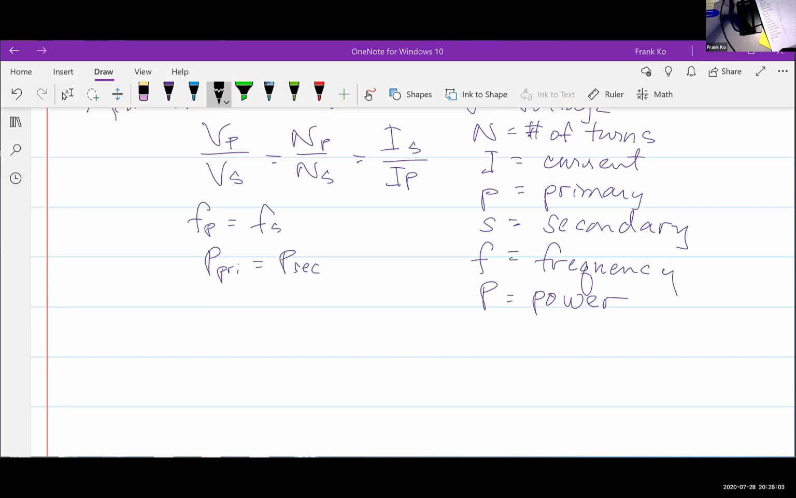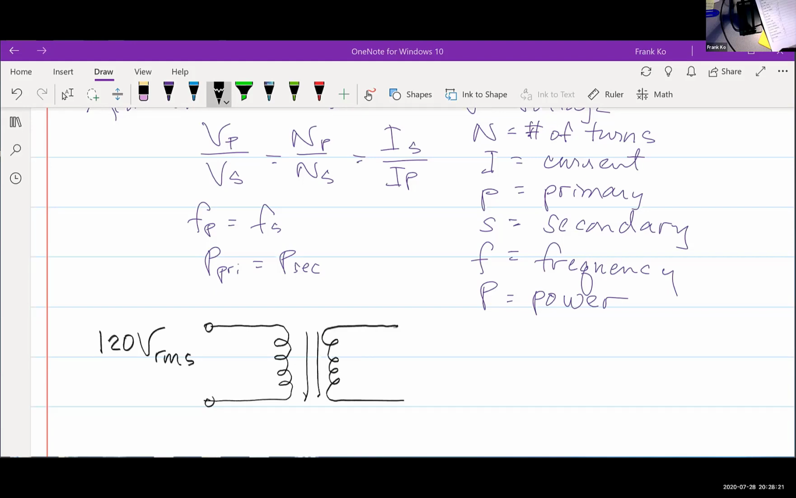I have 120V, and that's RMS over this side. I will have my transformer. I will have my iron core. And my legend will call this N1. This will be N2, so number of turns in the primary, number of turns in the secondary, and this will be my V2.